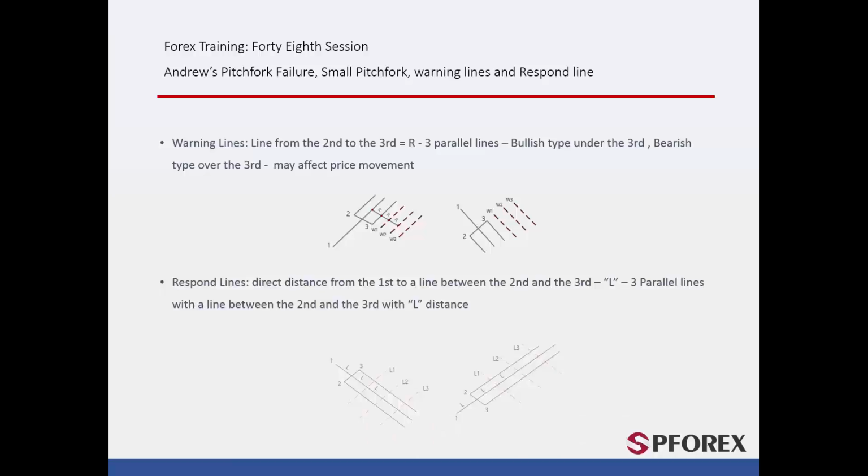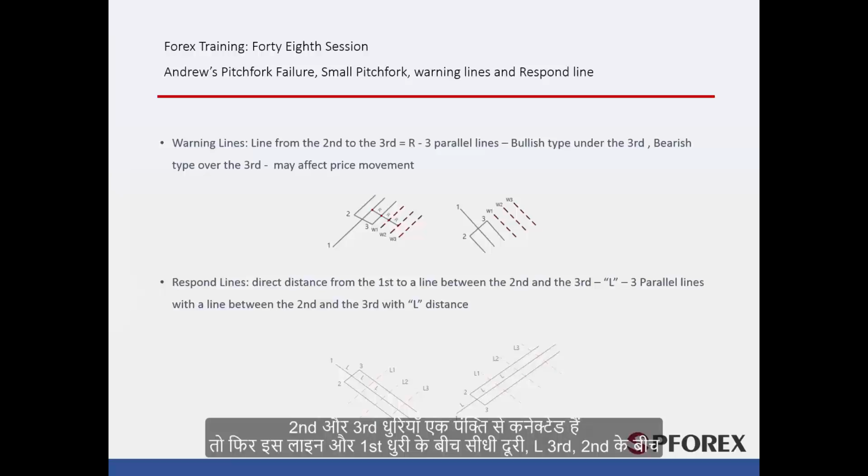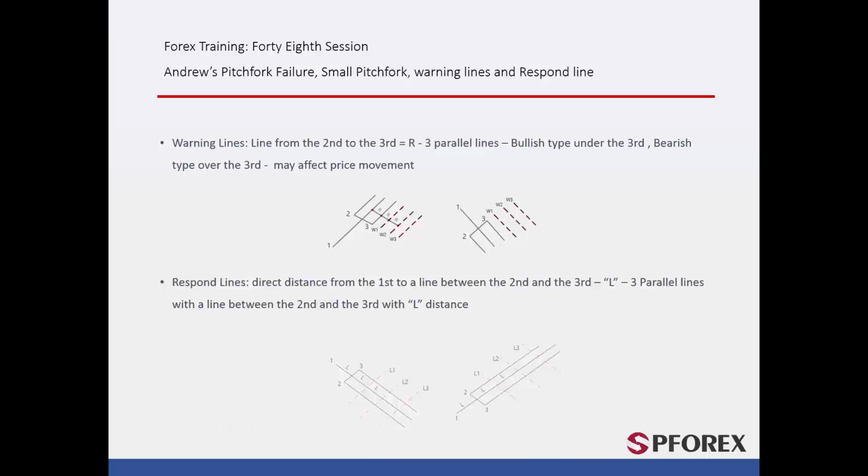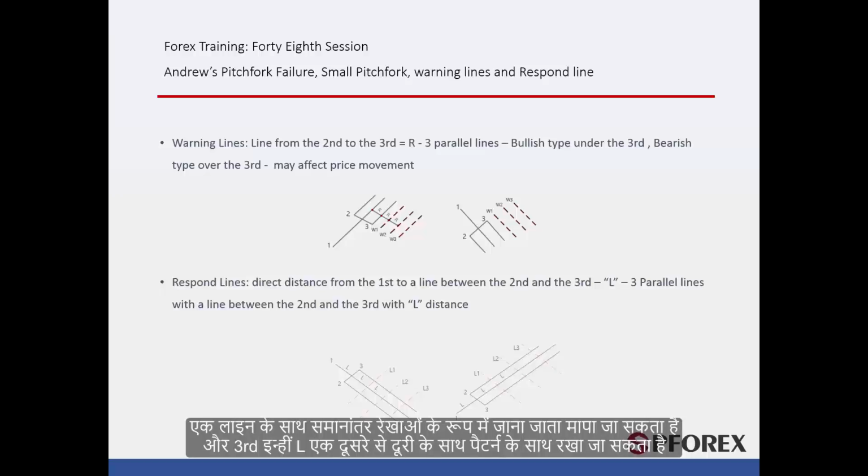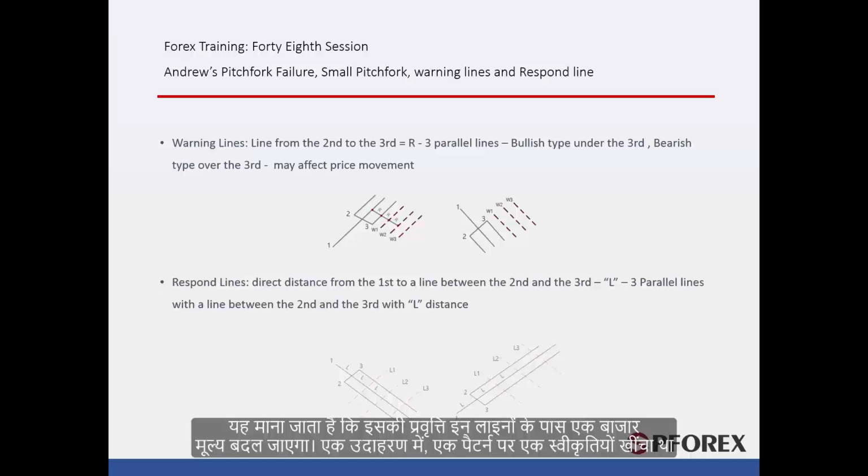Respond line. If the second and third pivots are connected by a line, then the direct distance between this line and the first pivot can be measured, known as L. 3 parallel lines with a line between the second and third pivots can be placed alongside the pattern with L distance from each other. It is assumed that a market price would change its trend near these lines.